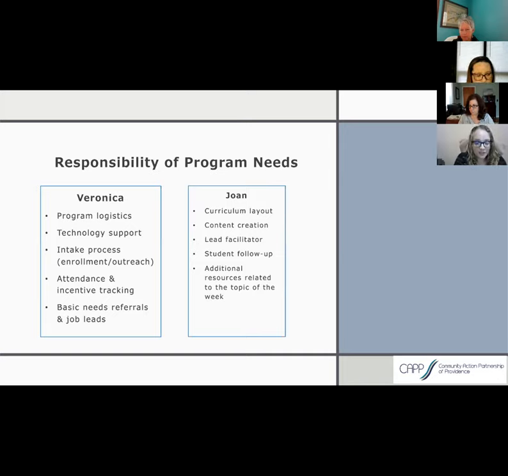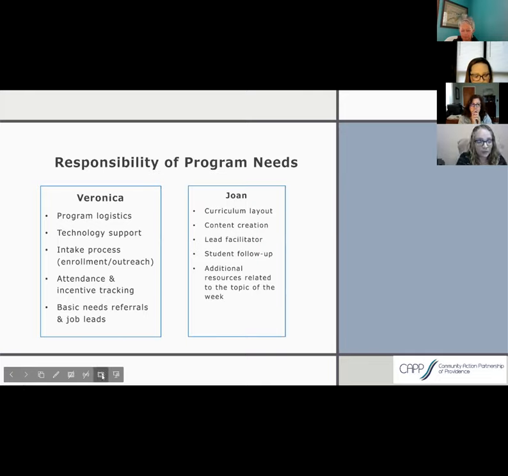So I just like to set the tone that we're a flexible agency. We're not here just for the needs of the class. If there are barriers outside of the classroom that you need to address to be successful in the class, I'm that person to help do that as well.